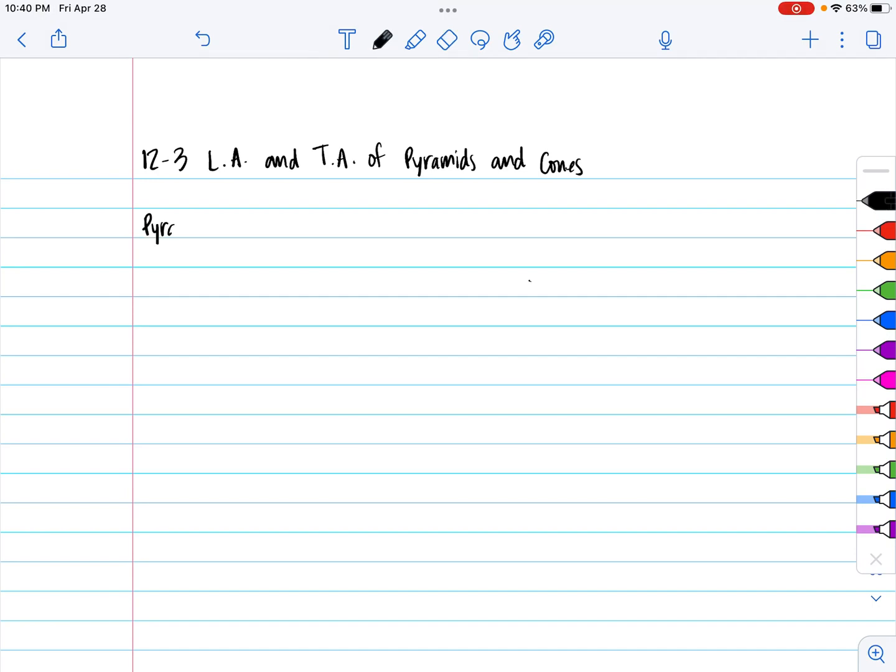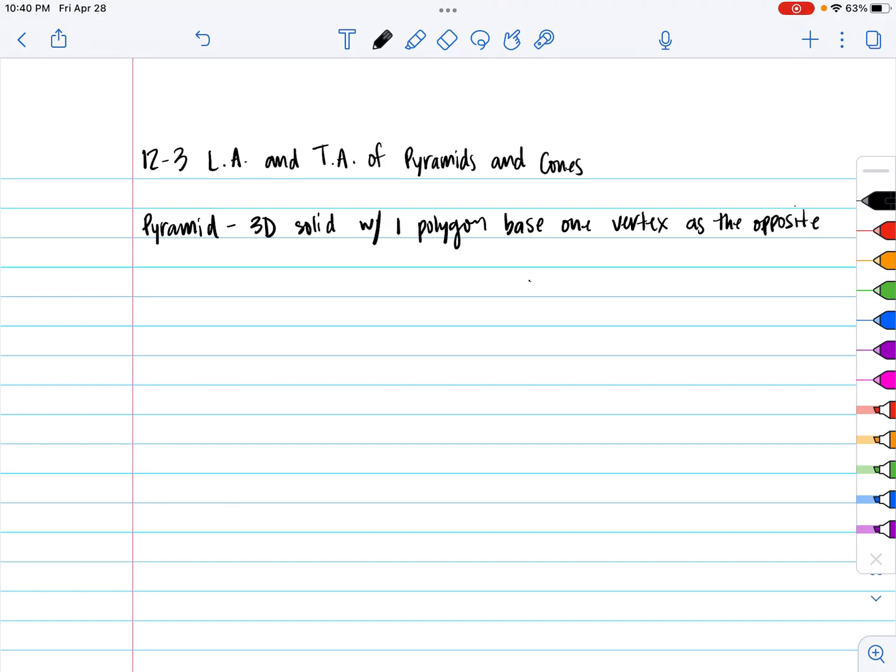So let's define it. Pyramid, just really quickly. We just talked about it. It is a three-dimensional solid with one polygon base and one vertex as the opposite base.